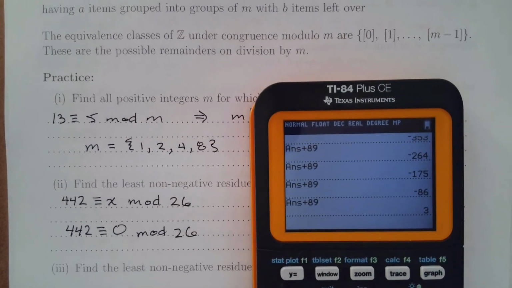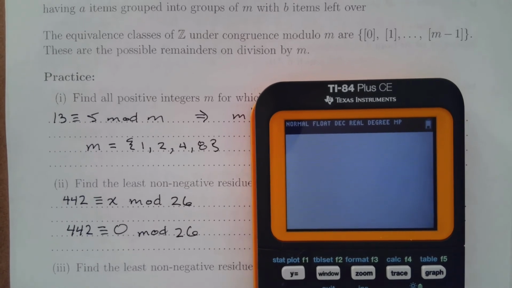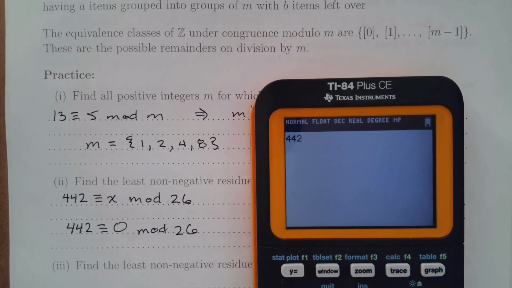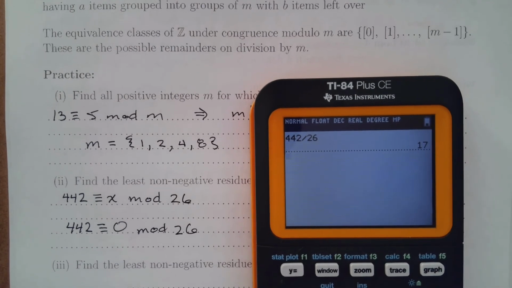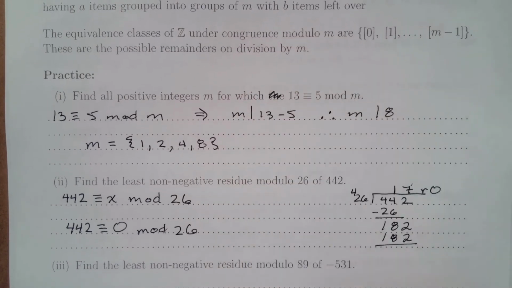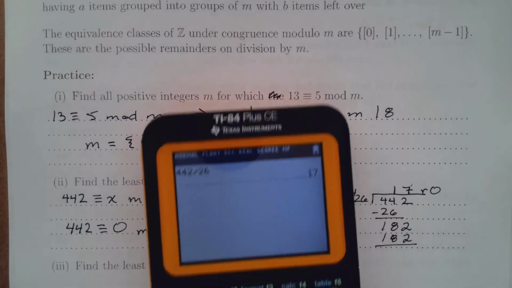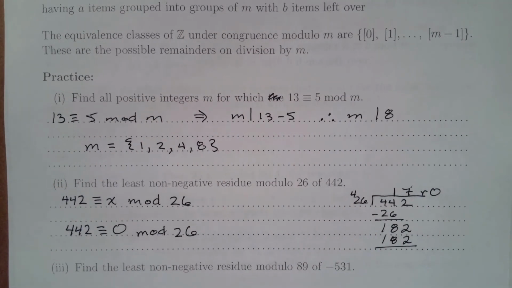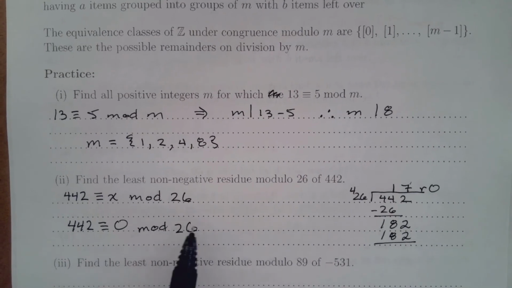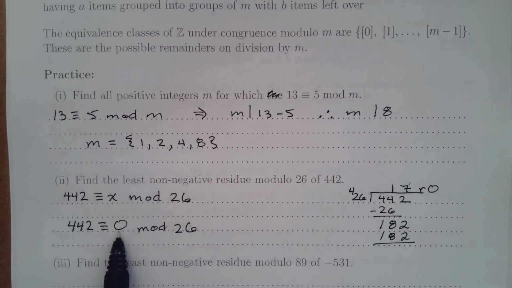All right, with the calculator, we can come over here and we can say, okay, well, what's 442 divided by 26? Let's see here, that's 17. And we see that that's 17 with no remainder, which is what we had, which is good. So 442 in groups of 26, there's none left over.